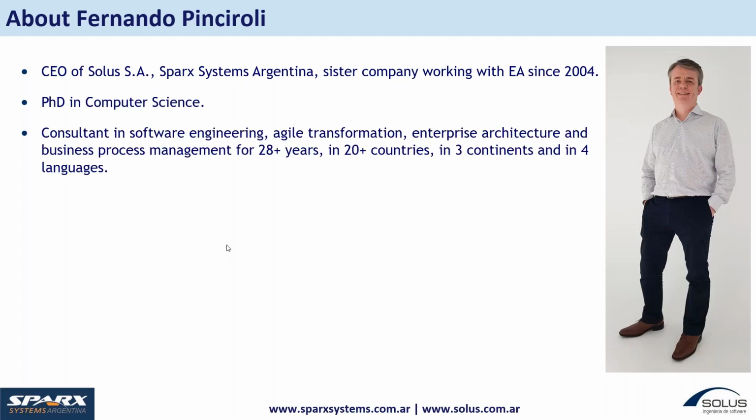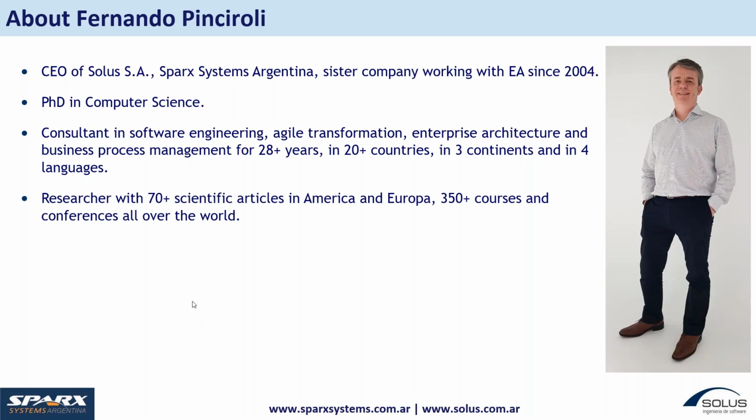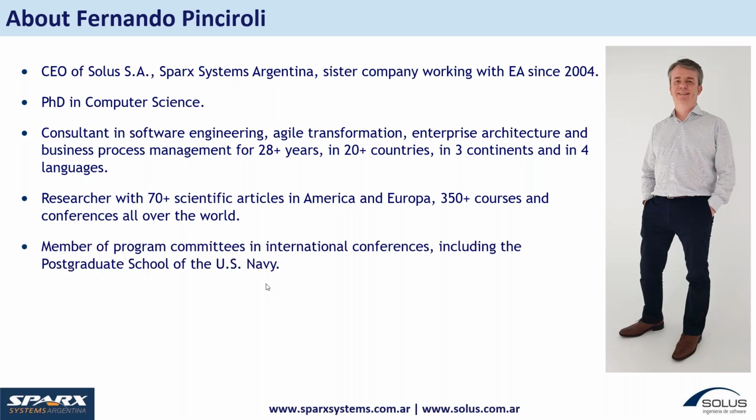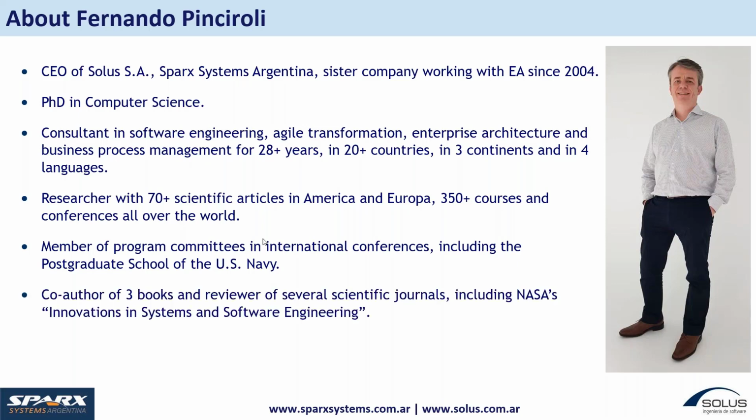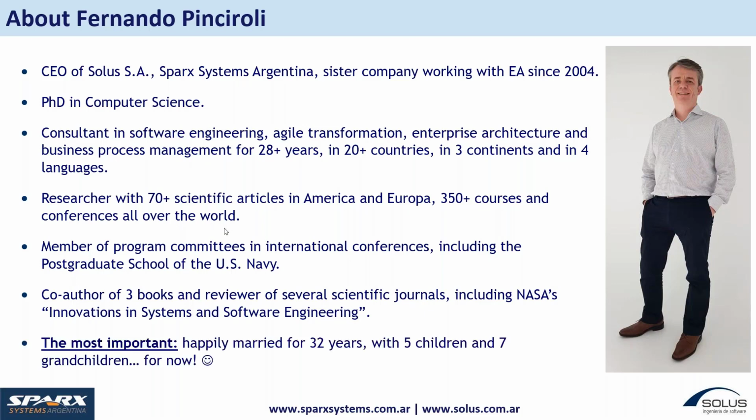I'm a PhD in computer science, consultant in software engineering and different areas, especially in agile transformation. I'm working with one of the authors of the Agile Manifesto, delivering agile transformation in the world. I've worked for a long time in more than 20 countries, in three continents, four languages. I'm also a researcher with more than 70 scientific articles published in the Americas and Europe in journals and international conferences. I've delivered more than 350 courses and conferences. I'm a member of program committees of different international conferences, co-author of three books, and a reviewer of scientific journals, including NASA's journals. And the most important for me is I'm happily married with my nice wife, with five children and seven grandchildren. I think this is the most important in my life.